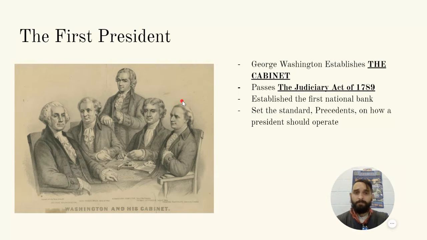He also passes the Judiciary Act of 1789. You need to write that down. What you need to know about that is it establishes the federal courts and the state courts. It establishes the federal court, the Supreme Court, then the state courts. So each of the states have their own courts.